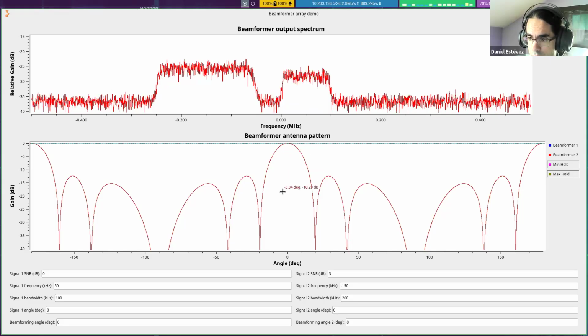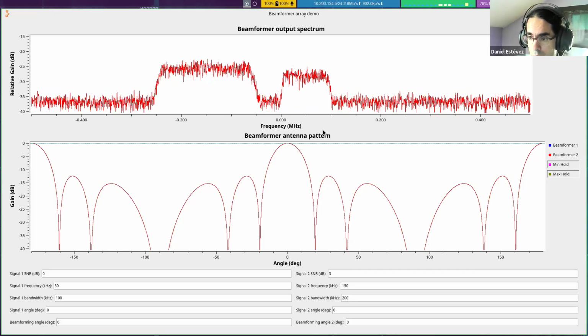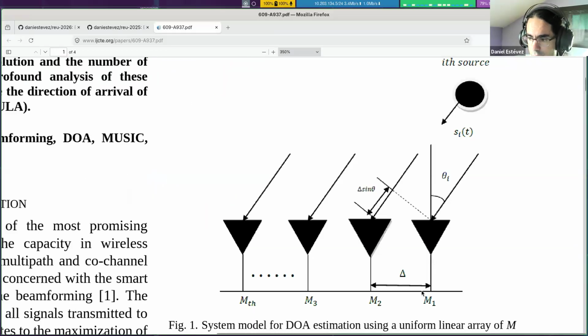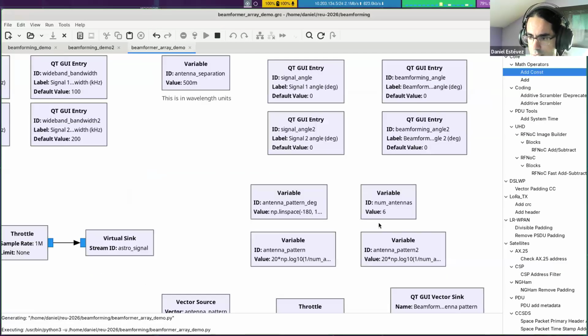And if we put more and more antennas, we will have a narrower beam. The width of the beam is defined by the longest baseline that we have. So for this kind of array, it depends essentially on the number of antennas and on the separation between antennas.